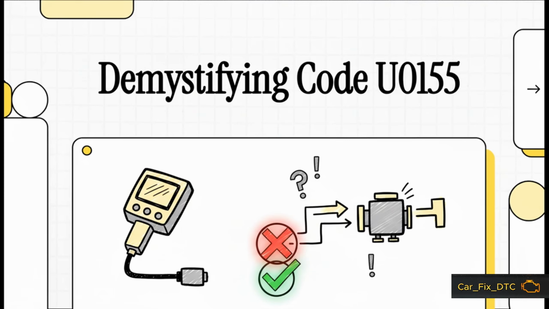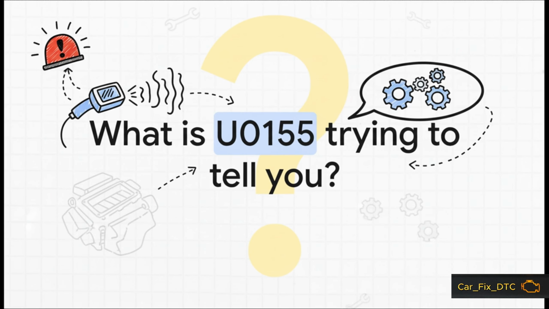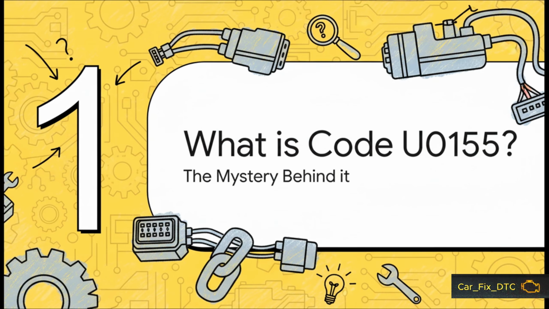Ever seen a strange code pop up on your car's diagnostic tool and just felt completely lost? Yeah, we've all been there. Well, you're in the right place, because today we're going to tackle a really common but super misunderstood one: Mitsubishi error code U0155. So you see that warning light, you plug in your scanner, and it spits out U0155. What on earth is your car actually trying to tell you? Don't worry, by the end of this, you'll know exactly what that message means, and more importantly, what to do about it. Okay, let's dive right into this mystery.